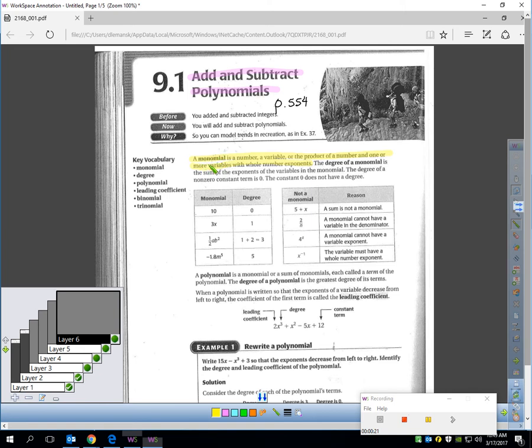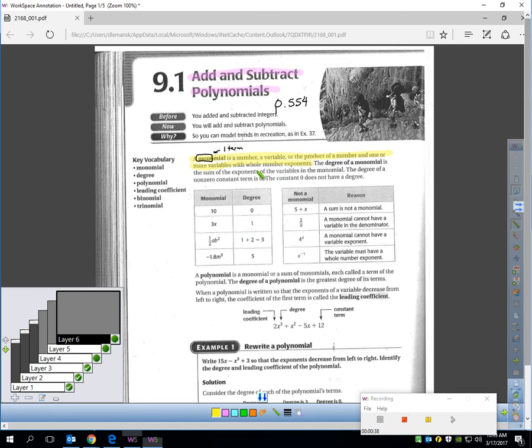Let's start with the term monomial. A monomial is a number, a variable, or the product of a number and one or more variables with whole number exponents. Now, there's a lot of things I just said there. Let's think about monomial. Mono means one. So this is indicating one term. We'll talk about that more in a little bit, but monomial means one term.